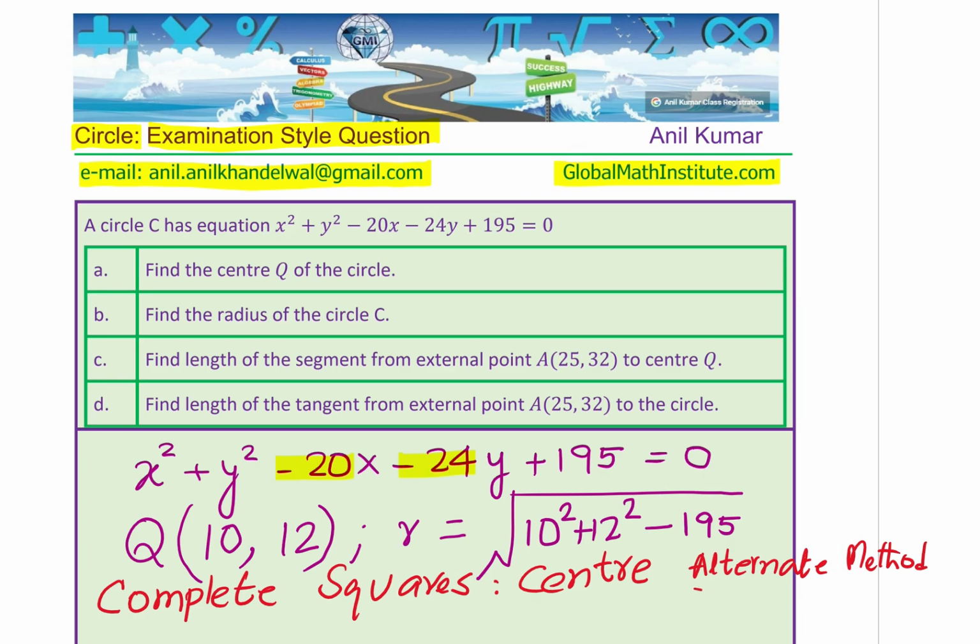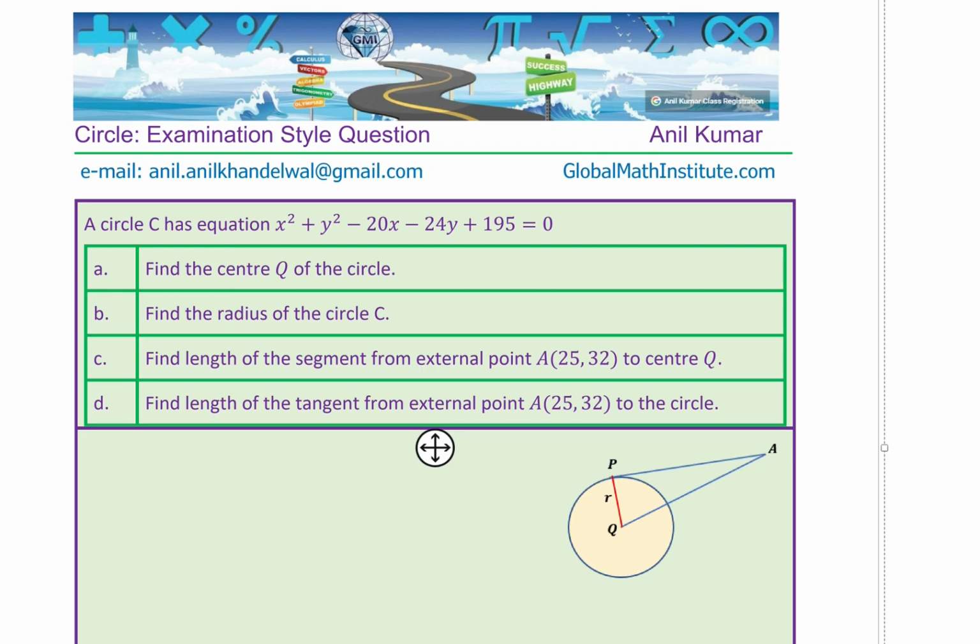Now, this is the method which is normally used in most parts of the world. So let's look into what this completing the squares method is and how we can solve this particular question based on it. So here is a figure for you. We do have a circle. We need to find the center Q. We are given an external point A and tangential point P. This external point is given to us as (25, 32).